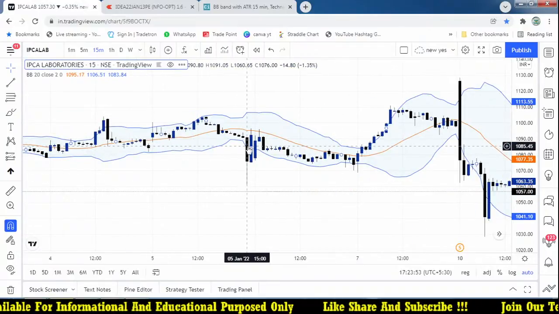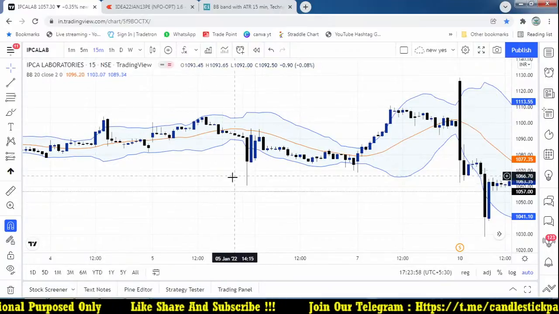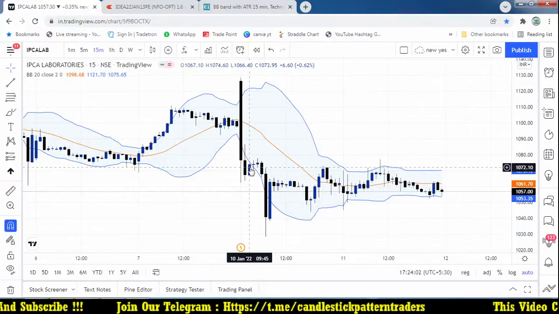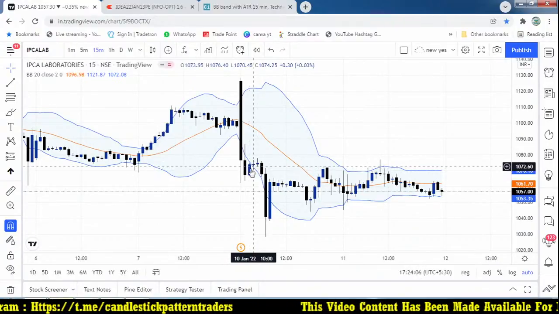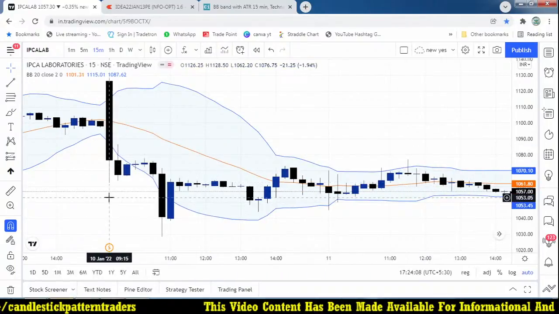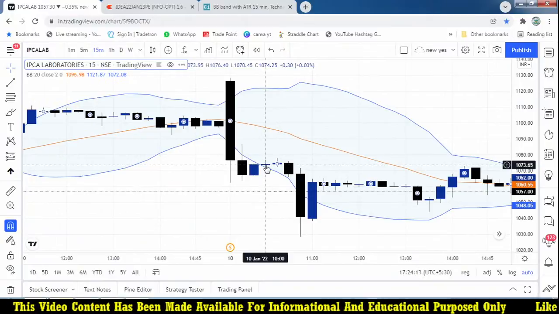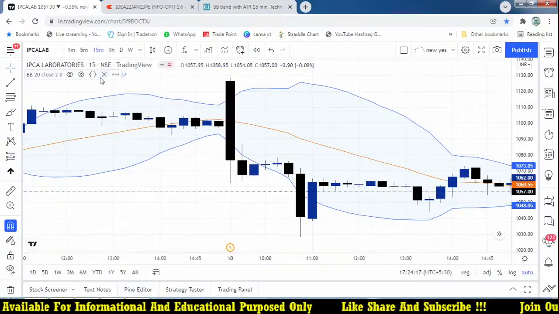Tenth of Jan, 10 a.m. IPCA Lab. This one is for a put option scanner at 10 a.m. Can you see exactly at this point? This is 10 a.m. to 10:15. So the high for the day is, let me hide this.